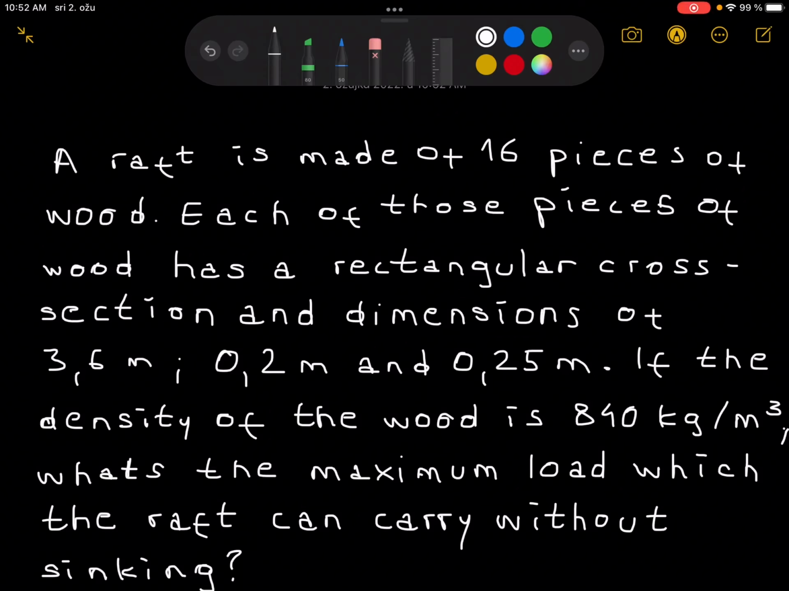So hello everybody. Today we've got a bit of a physics problem, but it still has a lot of math, so I thought why not, why wouldn't we do this?